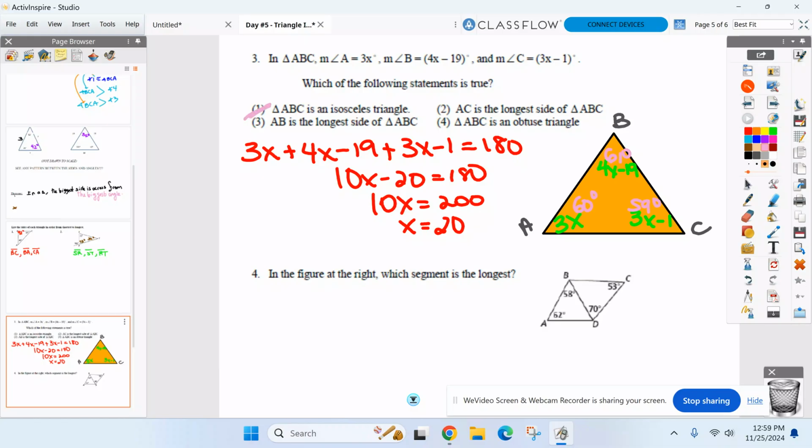Let me jump over to number 4. Is it an obtuse triangle? Nope, because none of the angles are bigger than 90. That's what obtuse would mean. All right, now it comes down to which side's the longest. What's the biggest angle? 61. Look across. You got the biggest side, AC.